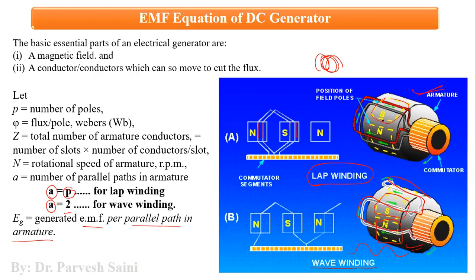As far as application is concerned, the lap winding based DC machine is used for high current applications, while the wave winding based DC machine is used for high voltage applications, right?